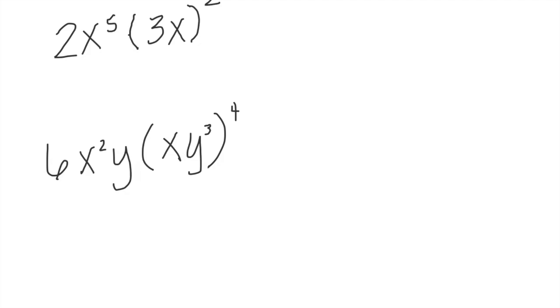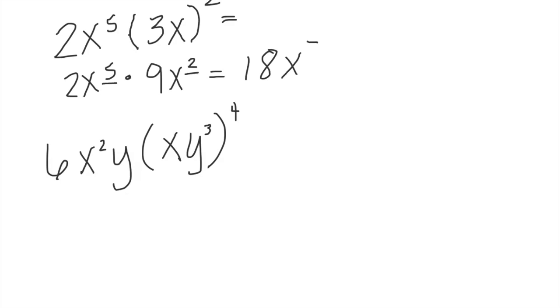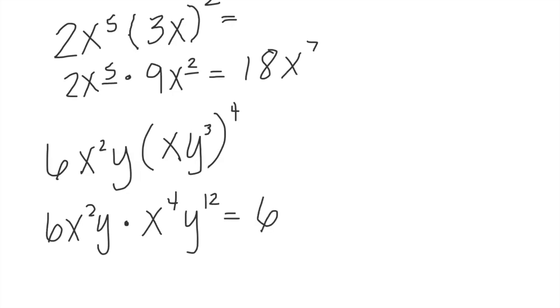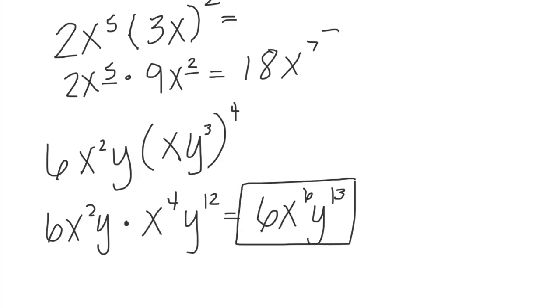Let's review it. So with this first one, we're going to handle what's inside the parentheses first. So 2x to the fifth times 3 squared is 9, x to the second power is x squared. We multiply them together. 2 times 9 is 18. 5 plus 2, x to the seventh. With the second one, we bring down the x squared y times x to the fourth, and y to the third to the fourth is y to the 12th. 6 times 1 is 6, x, 2 plus 4 is 6, y, 1 plus 12 is 13. So those are our two answers.